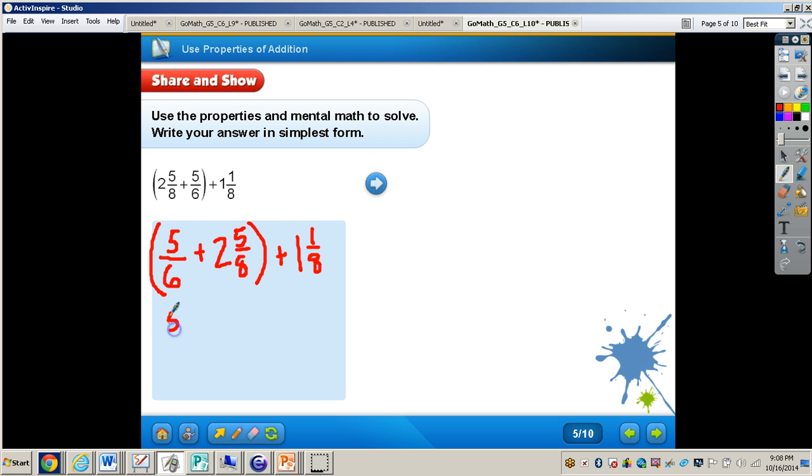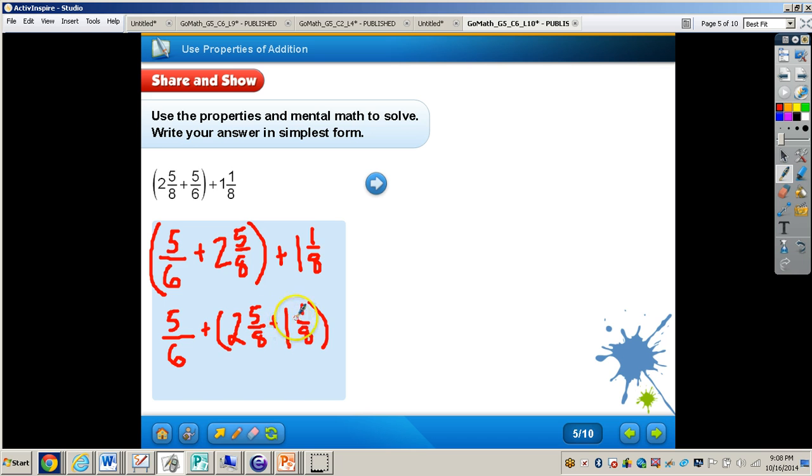Okay, and then from here what I'm going to do is use the associative property. So I'm going to take that 5/6, put that on the outskirts for now, and then I'm going to have 2 5/8 together with 1 1/8. Why would I do that? Because they both have a common denominator. Makes it pretty easy.